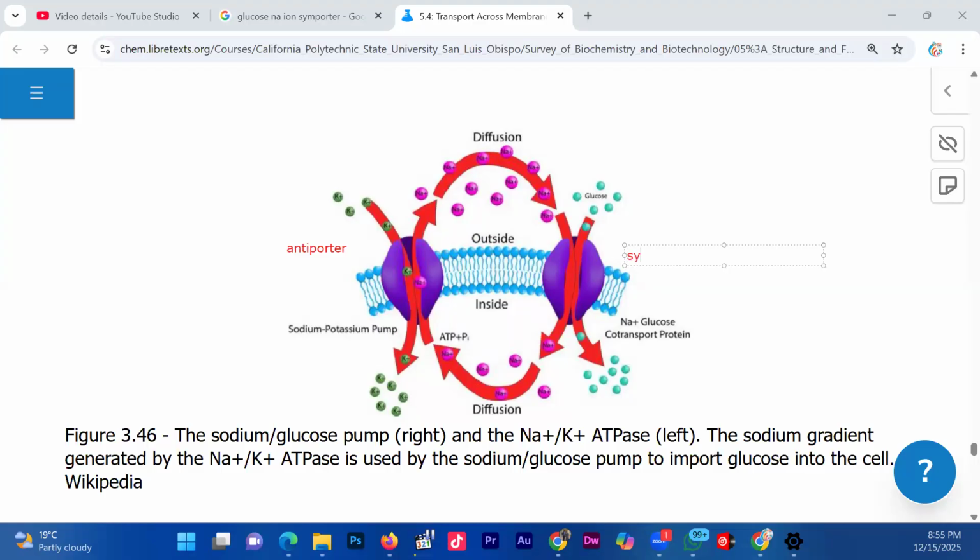Yeah, it's a symporter because it transports two molecules in the same direction.